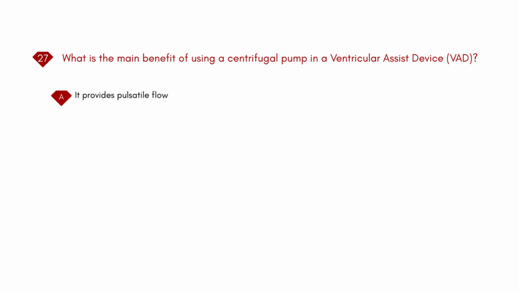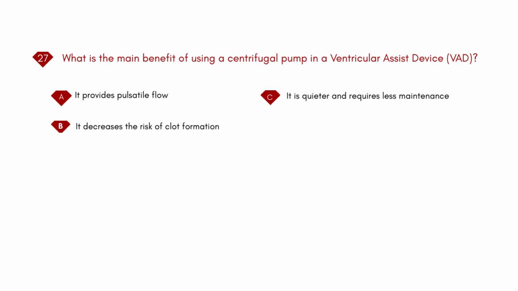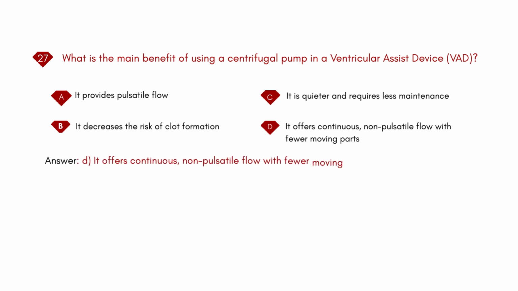What is the main benefit of using a centrifugal pump in a ventricular assist device, VAD? A. It provides pulsatile flow. B. It decreases the risk of clot formation. C. It is quieter and requires less maintenance. D. It offers continuous, non-pulsatile flow with fewer moving parts. Answer: D. It offers continuous, non-pulsatile flow with fewer moving parts.